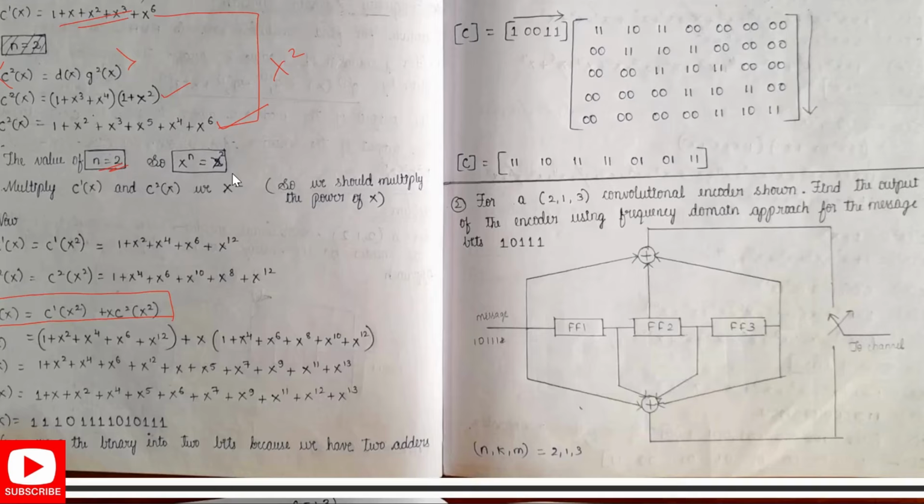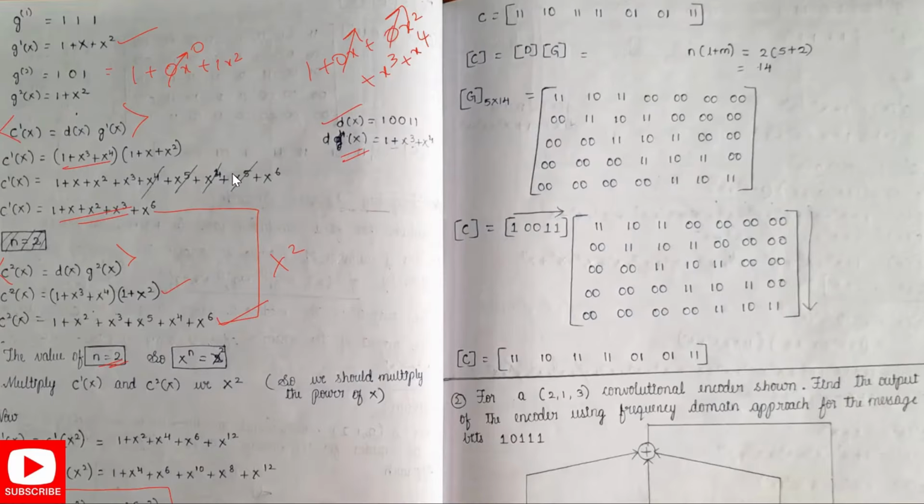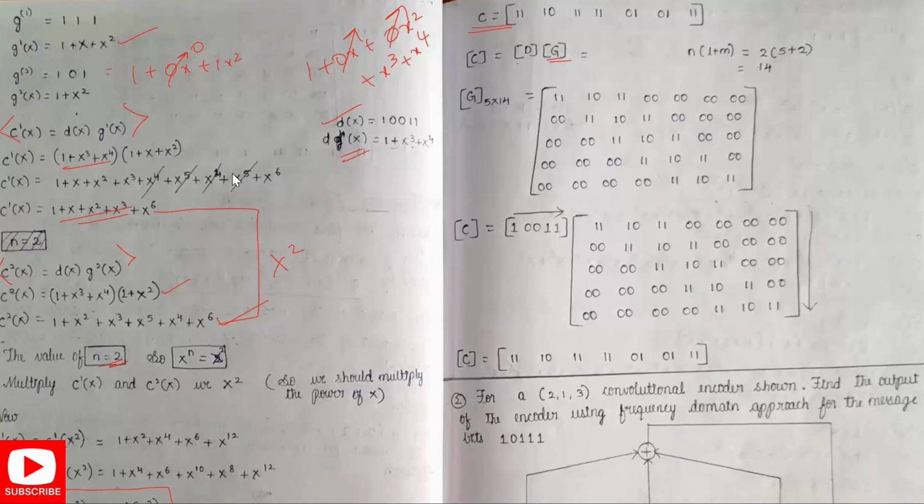Next, moving on to the substitution part, substitute each of them, multiply x to the whole term and you will get this expression. Finally you have to change it to the binary format. Now group the binary into 2 bits, and we have the 2 adders. So finally this is the C that we have got. Multiply to find out the G matrix, and if you multiply it, you will get the same answer. This verifies that both in the frequency domain as well as in the time domain, we will be getting the same answer.